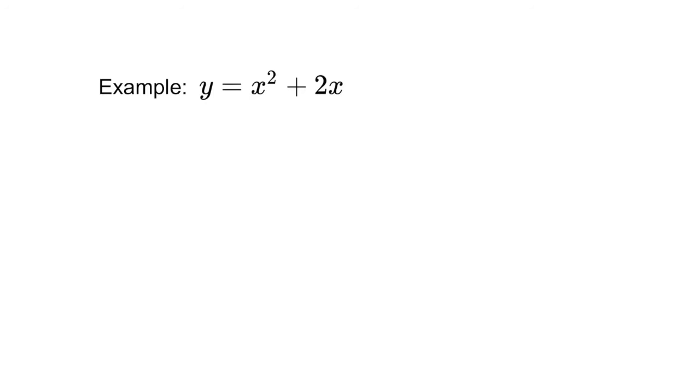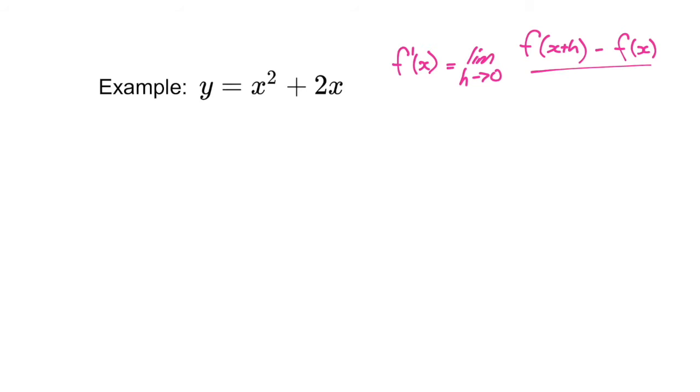Now let's have an example of finding the derivative of a function from first principles. So our equation for this is f prime of x is equal to the limit as h tends to 0 of f of x plus h minus f of x over h.